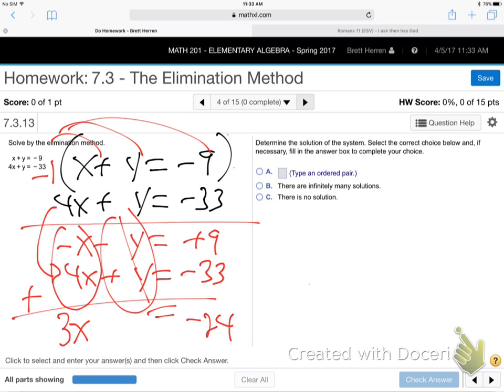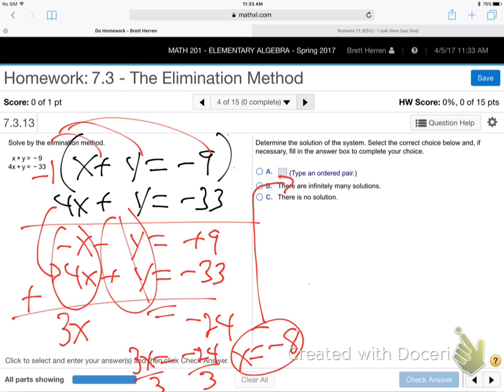So now, what do we do with 3x is minus 24? Yeah, divide by the 3. So x is minus 8. We good? Now we're halfway there. Really more than halfway, huh? Now you just finish the same. Just plug in x is negative 8.